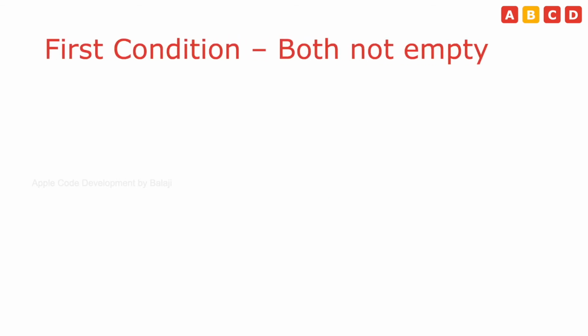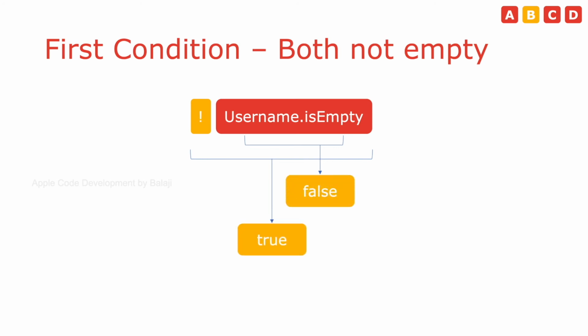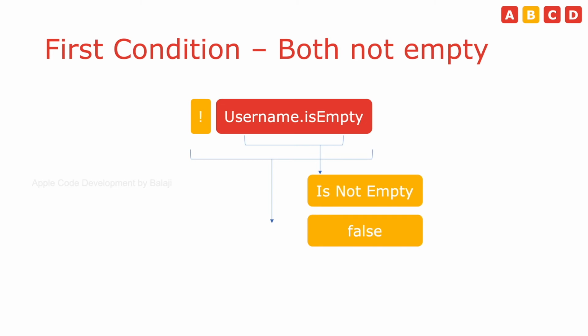The first condition is that both should not be empty. So username dot is empty will do. If the username is empty, it will return true. If it has value, then it will return false. For us, it should not be empty. That's why I have added not before the conditions. So it will take the opposite value of the condition. Like, if it is true, it will return false. If it is false, it will return true. So, if it is empty, it will return false. If it is not empty, then only it will return true.